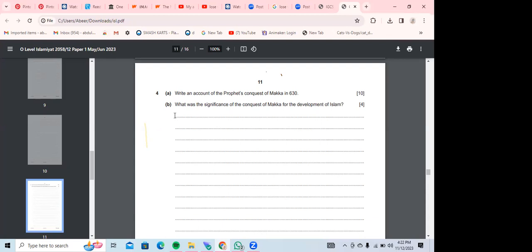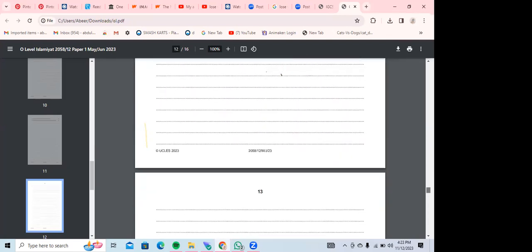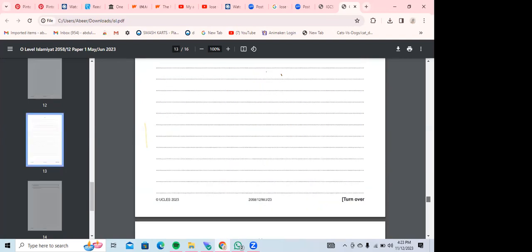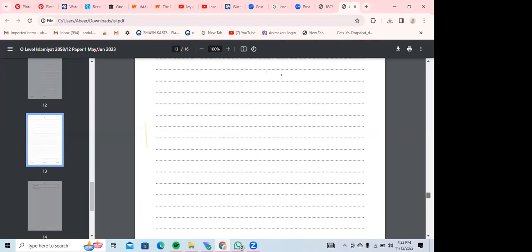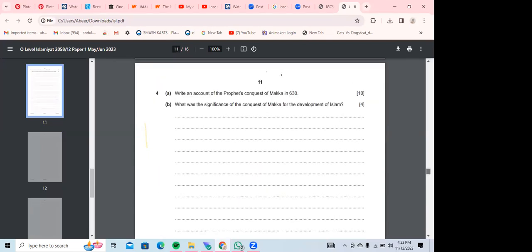You can write 3 pages, and one more thing: if these 3 pages are filled and you have a lot more to discuss, you can surely ask the invigilator for an extra page, and they can give it to you. But you have to write which question you are attempting, so the examiner knows what you're doing and can understand it.